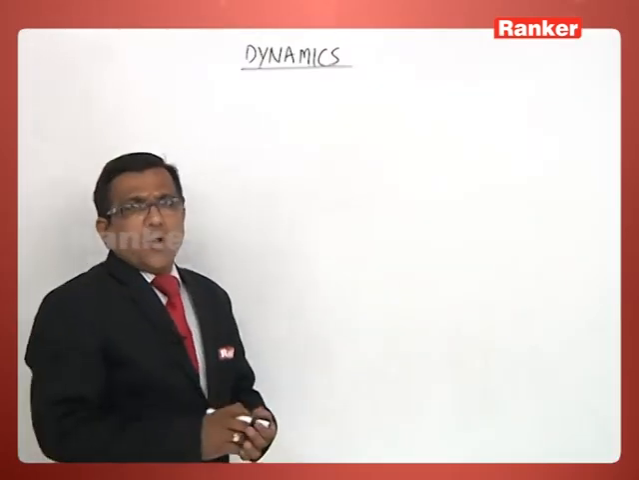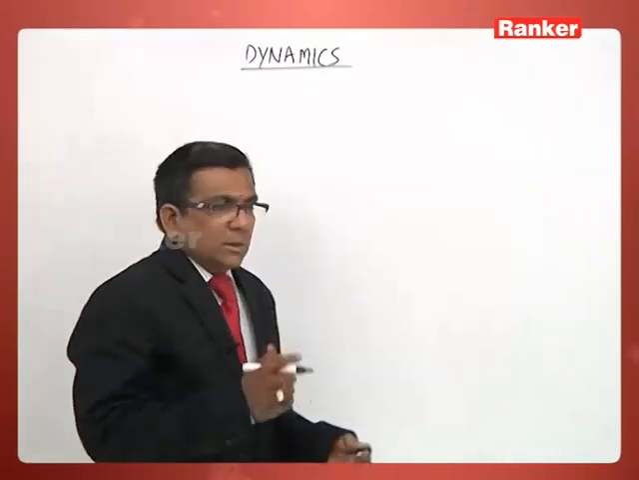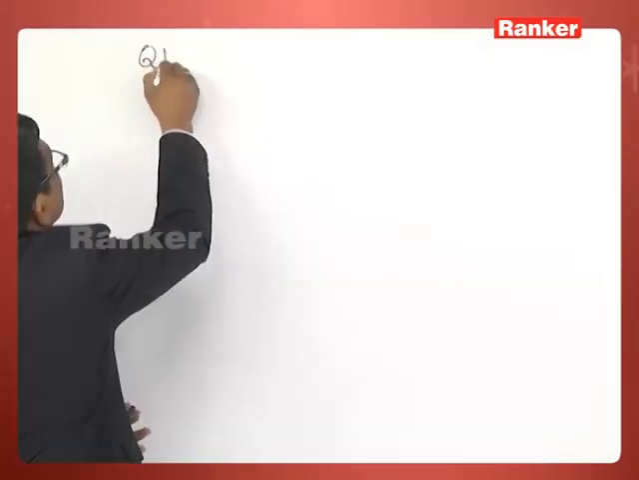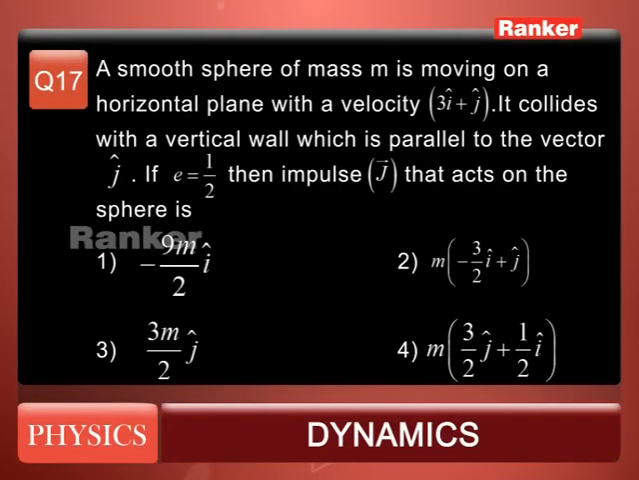Now let us see the next problem, problem number 17. See that problem. The problem was given as a smooth sphere of mass m is moving on a horizontal plane with a velocity 3i plus j. It collides with a vertical wall which is parallel to the vector j cap. e was given half. Then the impulse that acts on the sphere.